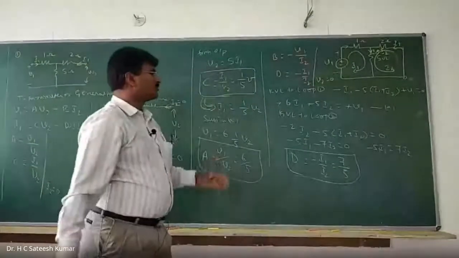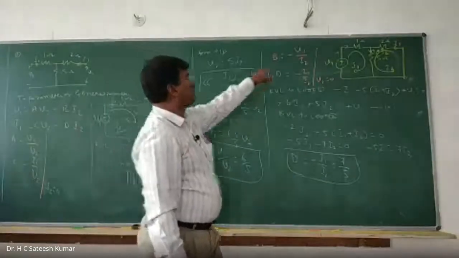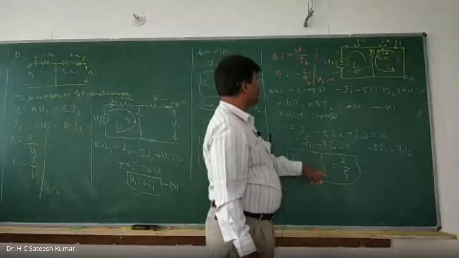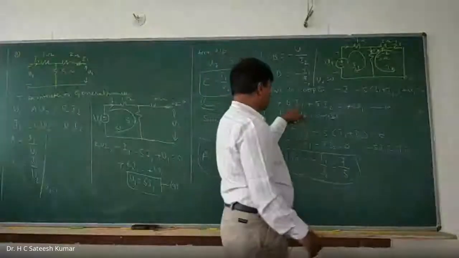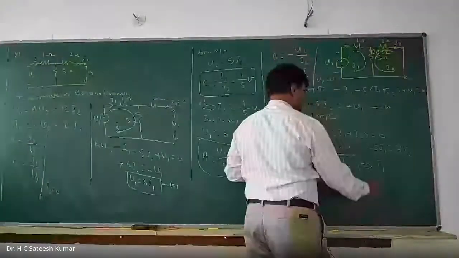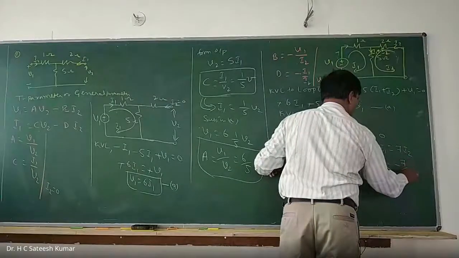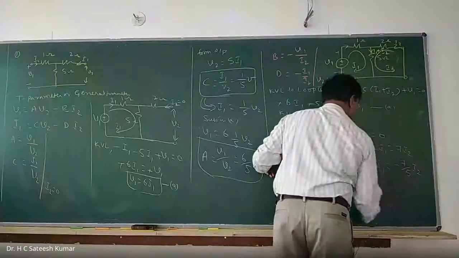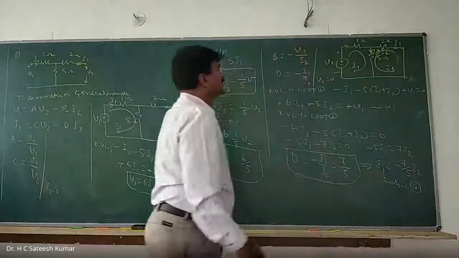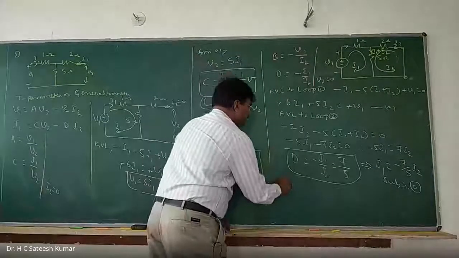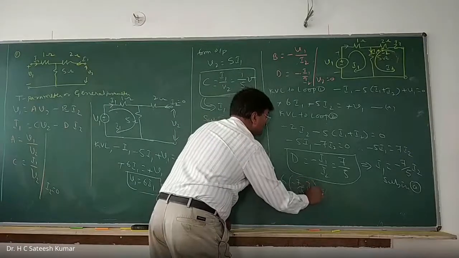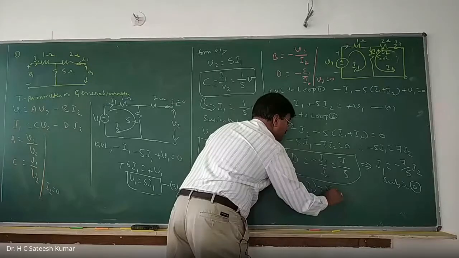Now we substitute. What do we want? We want V1 and I2. If you want V1 and I2, eliminate I1 in the other equation. From this one, I1 is equal to minus 7 by 5 I2. Substitute in A and automatically you will get the answer. So substituting in A, what will you get? 6 into minus 7 by 5 I2 plus 5 I2 is equal to V1.